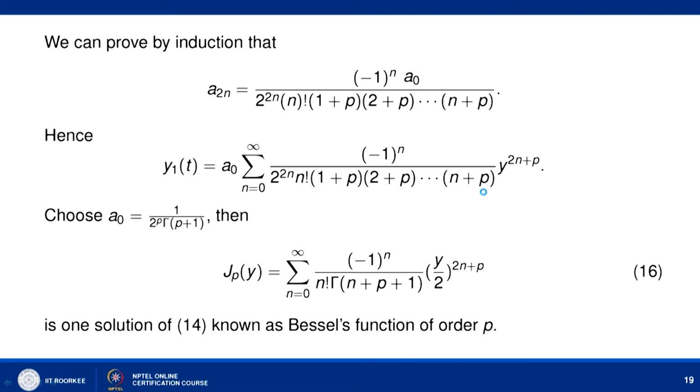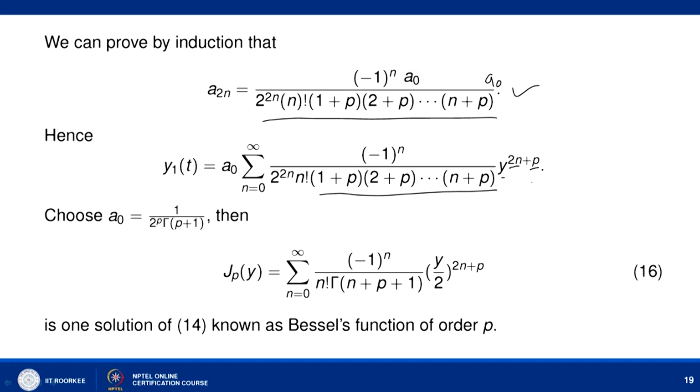So once we have the even coefficients, we can write that a2n is equal to minus 1 to power n over 2 to power 2n factorial n, (1 plus p)(2 plus p) up to (n plus p). Once we have a2n, we can write down our solution as y1(t) equals a naught, here a naught is missing, a naught summation n equal to 0 to infinity, minus 1 to power n, with this expression, that is 2 to power 2n factorial n, (1 plus p)(2 plus p) up to (n plus p), and y to the power 2n plus r. So 2n, and r is p here. So y1(t) is given as this.